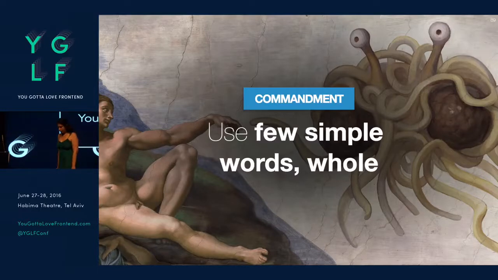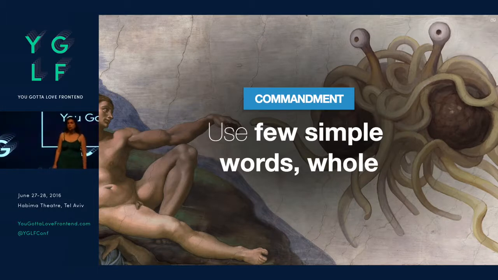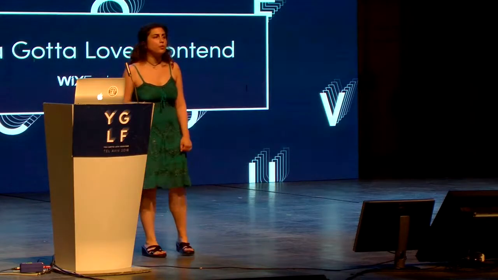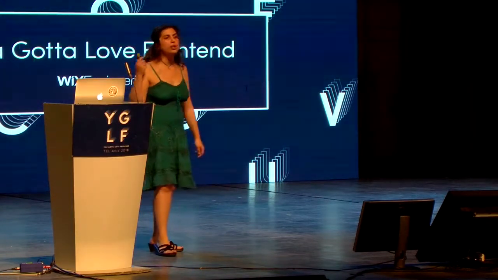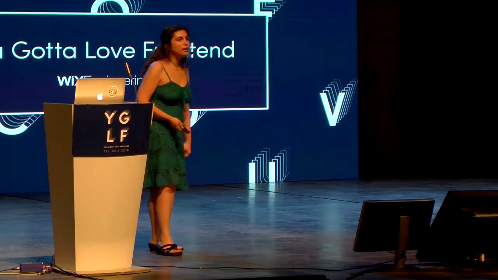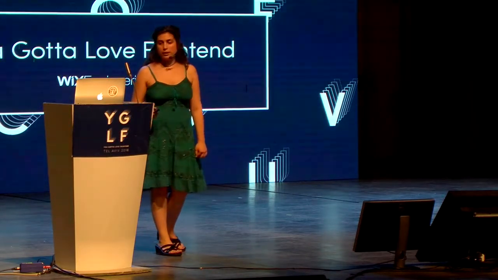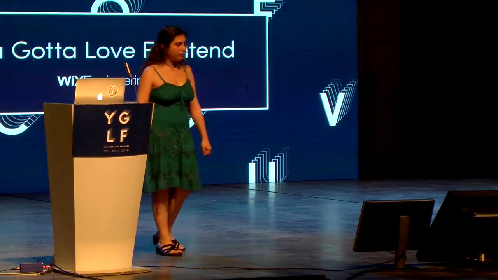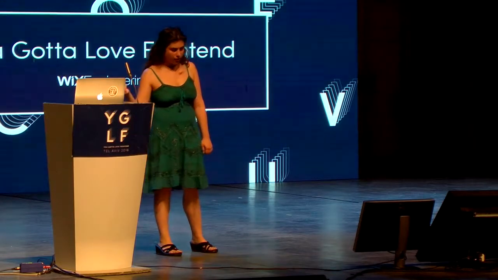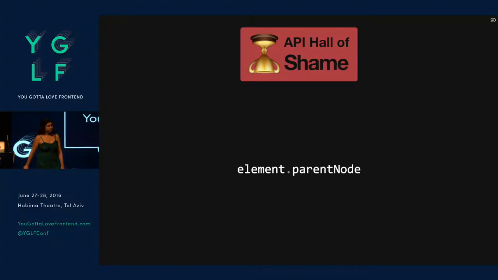So I have 2 guidelines for you about naming. Use few simple words and use them whole. Do not make people guess what an abbreviation means. Do not pointlessly use 3 or 4 words to name a function when 1 or 2 would suffice. It gives people more to read pointlessly. It makes them wonder, if I remove a word, would I get a new method that actually does something?